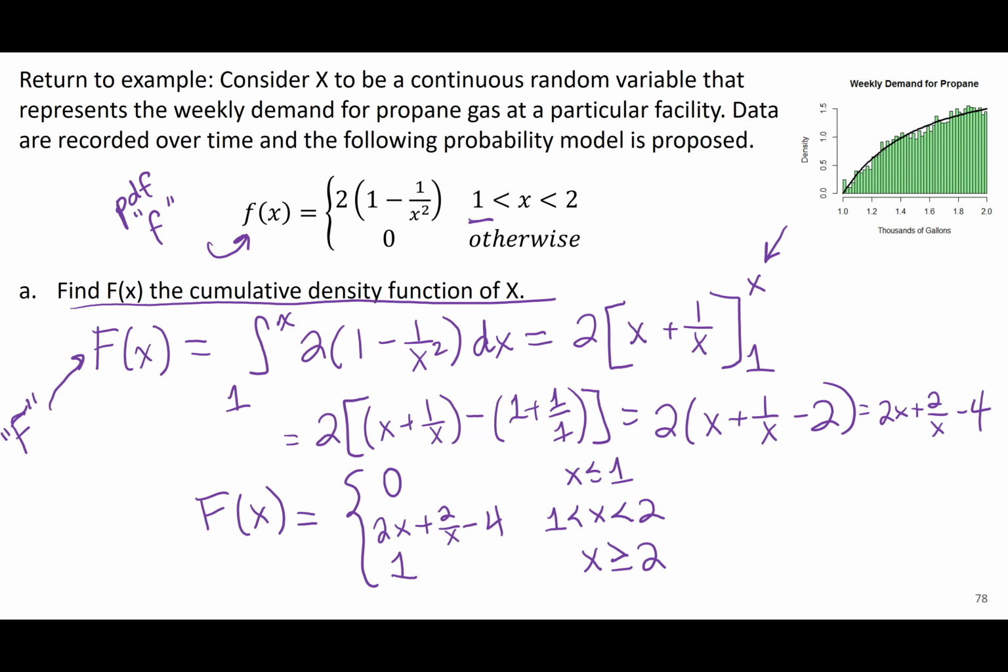So it's non-decreasing. Usually we like to say increasing, but it doesn't always have to be strictly increasing. And then it gets to 1, and then it levels off, because at that point you've observed all of the sample space. So you've observed 100% of all of the possibilities. So that's why it's equal to 1.